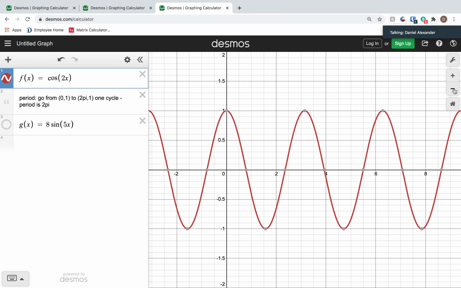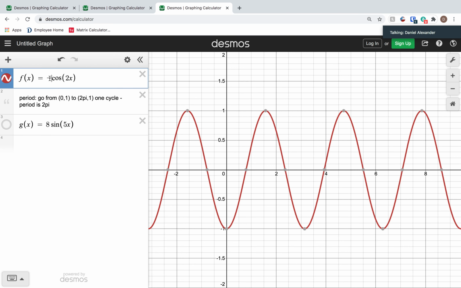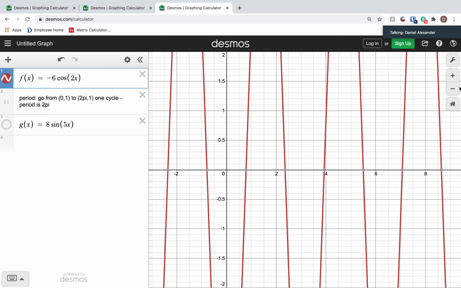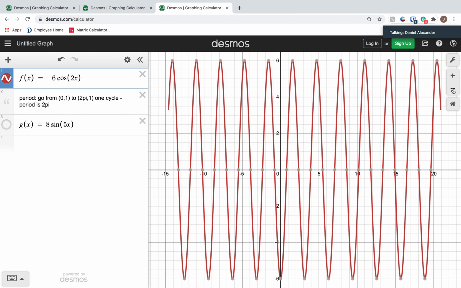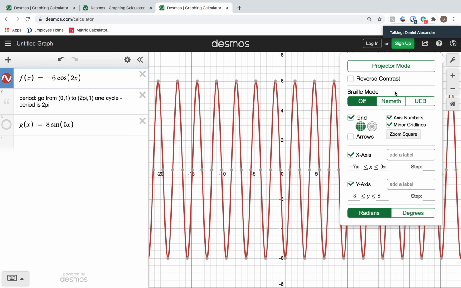I'm going to back down a little bit. So there's one cycle: 0, 1, pi over 2, minus 1, crosses 3/4 pi, pi over 2. Then we do the minus, and that's going to flip it around, but we really want a minus 6. So let's go out a little bit, and let's change the settings.